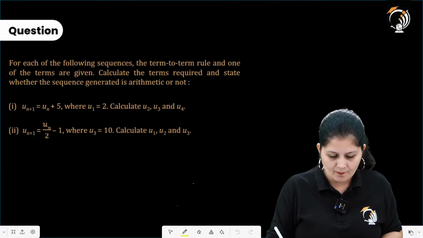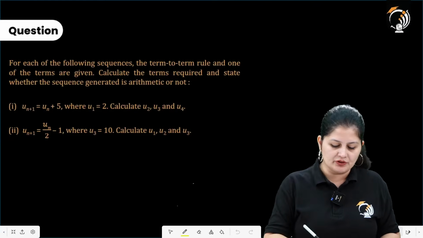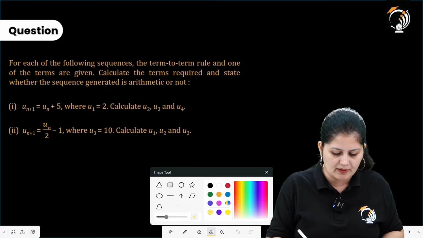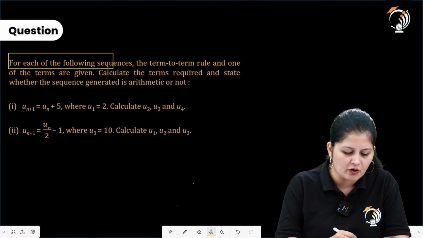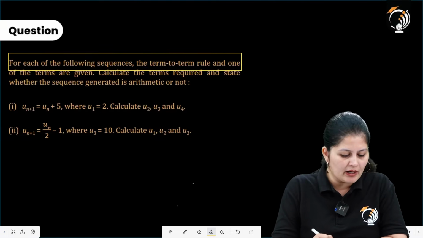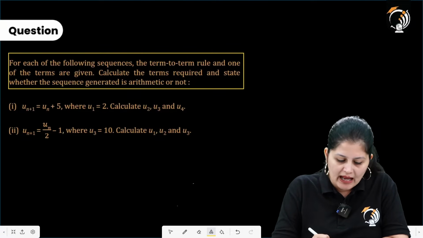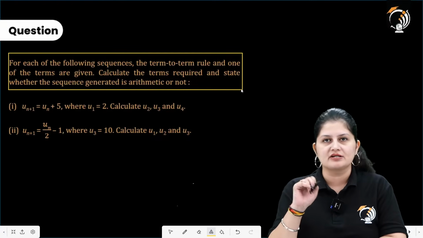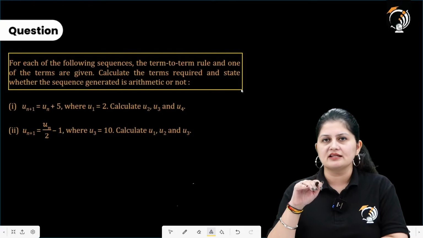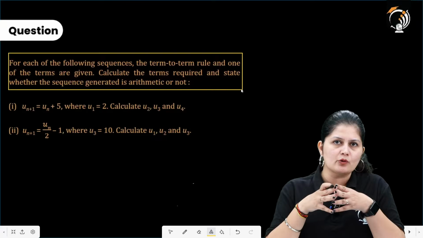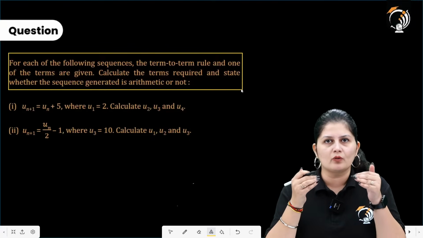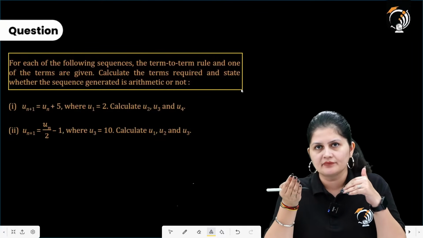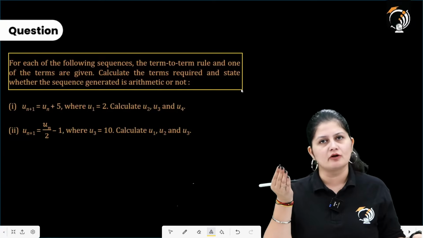Understood? Now, moving to one more question on this. Let's first read and understand what the question is all about. The question says: for each of the following sequences, the term to term rule and one of the terms are given. Calculate the terms required and state whether the sequence generated is arithmetic or not. To say that the sequence is arithmetic, we need to check whether there is a common difference. Understood? That is how we are going to solve this.